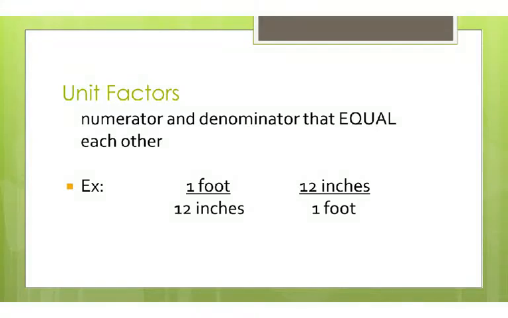A unit factor is where the numerator and the denominator are equal to each other. For example, we can say 1 foot over 12 inches because those two are equal to each other. You'll notice that the same conversion factor is written on the right side, however it's flipped. There's a reason for this, and we'll see why when we start doing some examples.